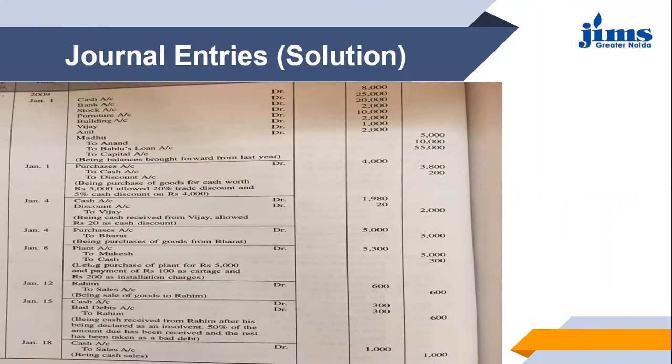Then we'll come up to the 1st January transaction. Purchases account debited to cash to discount. So in this journal entry, there are three accounts which are getting affected: purchase, cash, and discount.